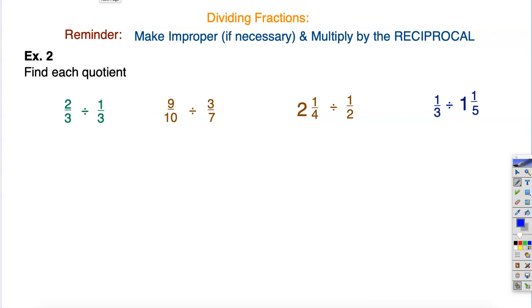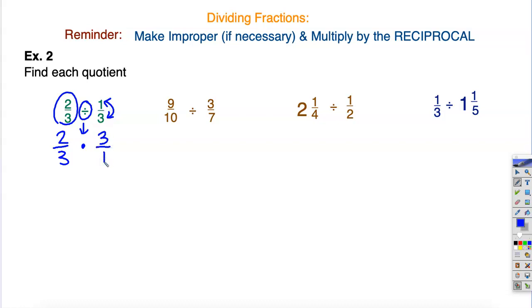So with division, a couple things you need to remember. You're never ever going to change the first value. We are going to change our division symbol to multiplication. So the first value will stay the same. Your division symbol becomes multiplication. And then we're going to flip, or take the reciprocal of, that second number. So that's going to be times 3/1.